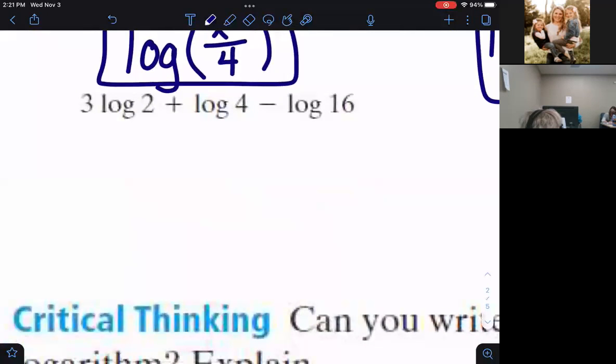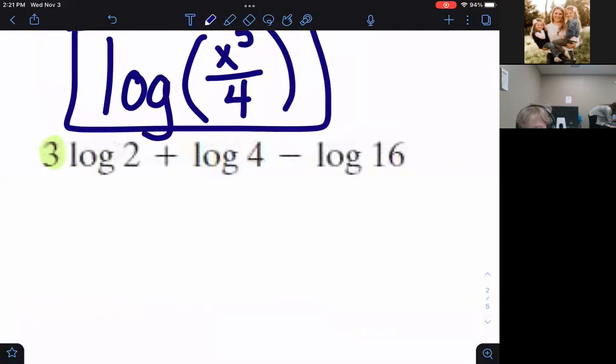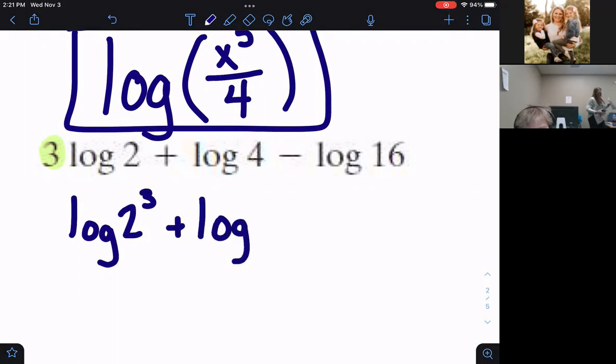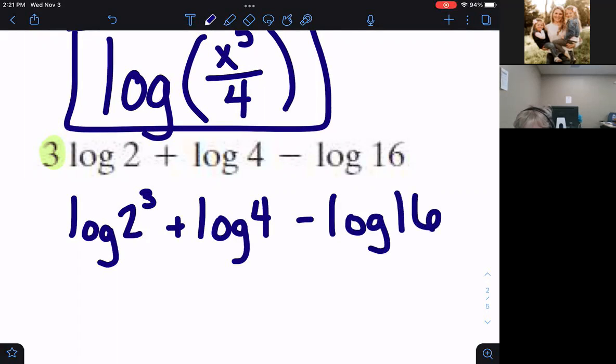For this last example here, we are going to actually use all 3 of the properties. We're going to start out with the power property. Automatically, we want to start with the power property. In this case, we only have 1 here with the 3, so the 3's got to get moved first. So we're going to have log of 2 to the third plus log 4 minus log 16. That is our first step. We're going to get rid of the number sitting in front of the log using the power property to move it.